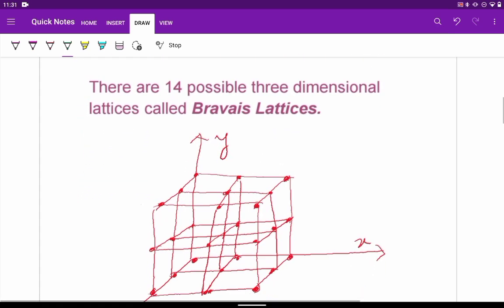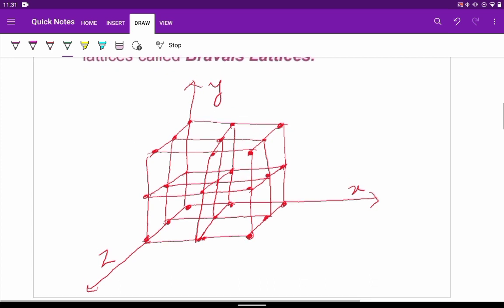Now see, if we represent a lattice, it will be like this. I have shown it in the diagram. It is three-dimensional, so I have used these three axes: x-axis, y-axis and z-axis. We can see these are the points which I have highlighted with the dots.